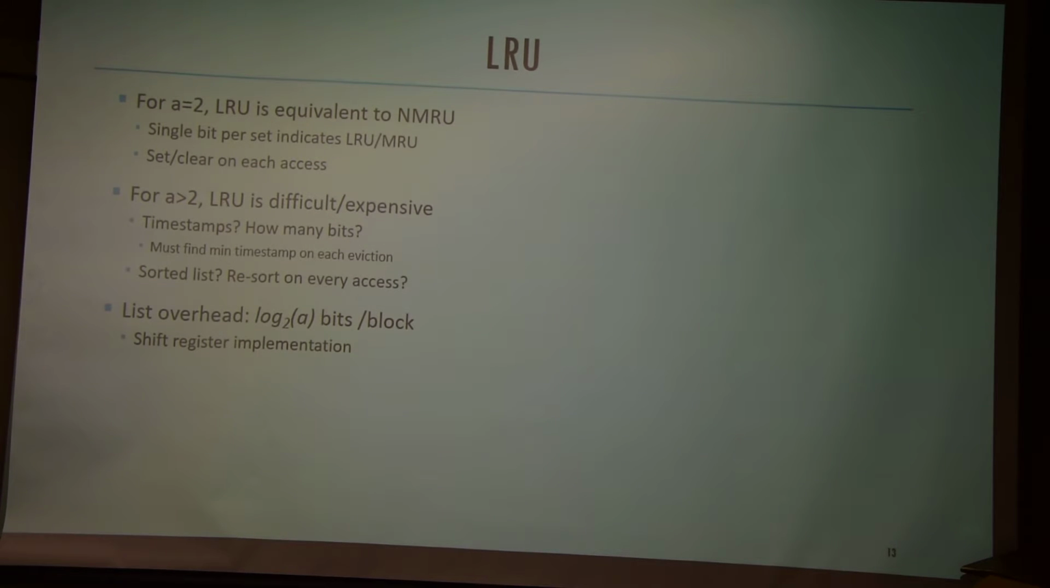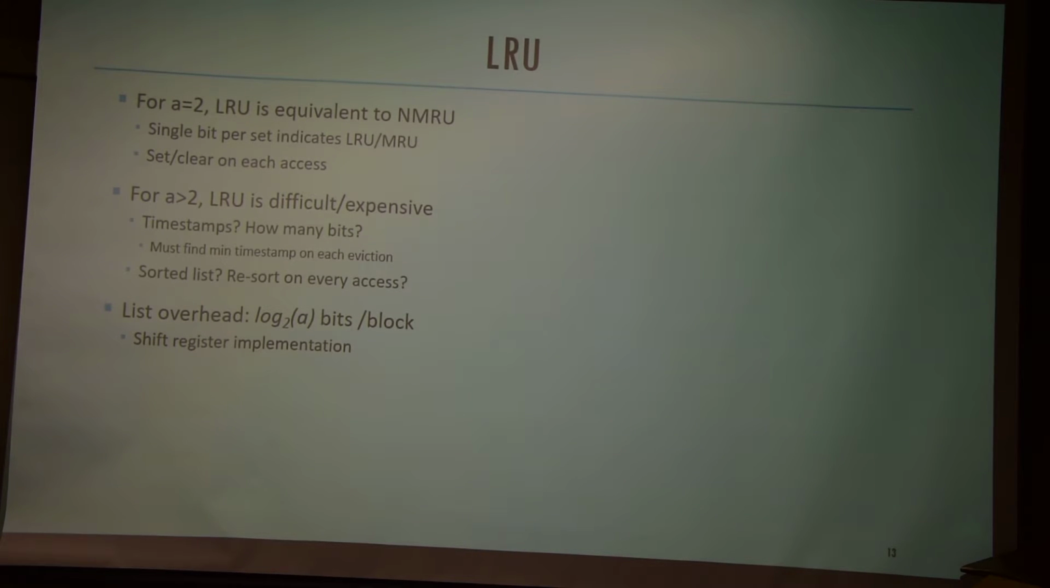LRU may become difficult, expensive. Do we need timestamps? Because you need to know the order of all these entries in your cache, from the most recently used to the least recently used. So you may even want to have a priority queue. That's not how people implement this, I think. But you can have timestamps if you only have a set size of 4, which you do in your lab.